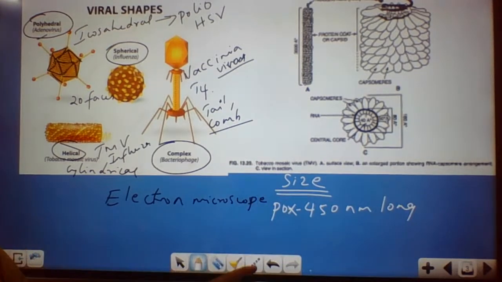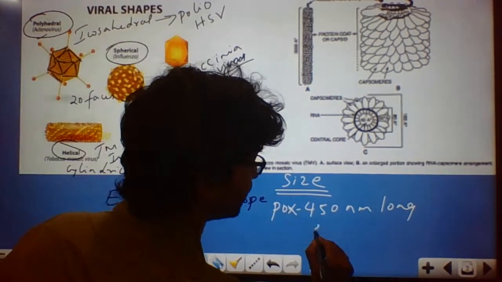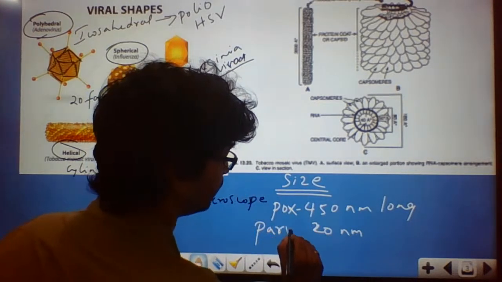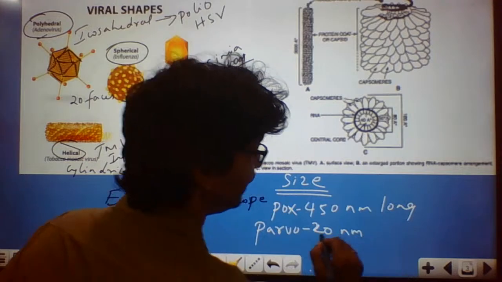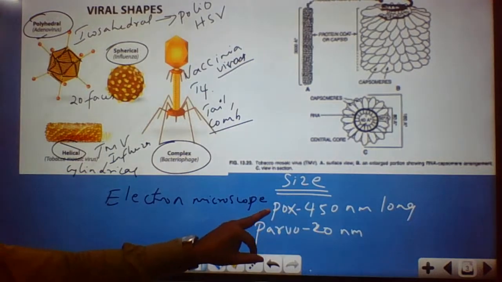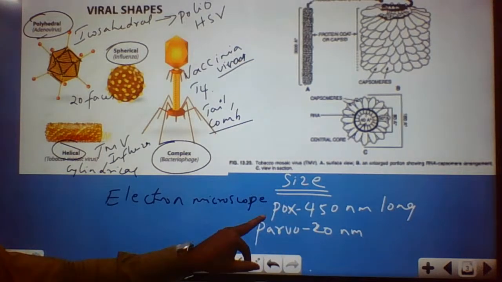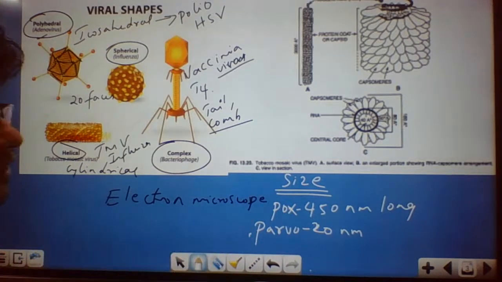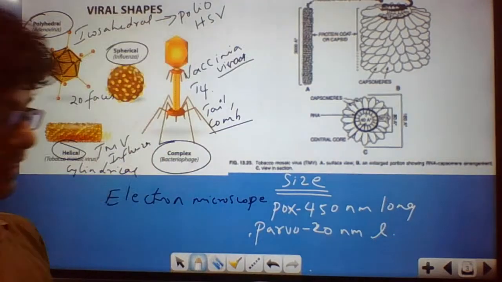And parvovirus is 20 nanometers. Parvovirus is the smallest virus you can take. The largest animal virus is the poxvirus at 450 nanometers, and the smallest virus is the parvovirus, 20 nanometers in length.